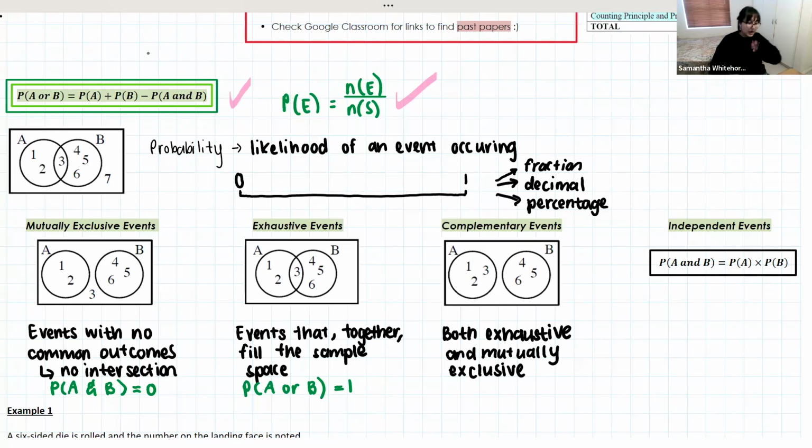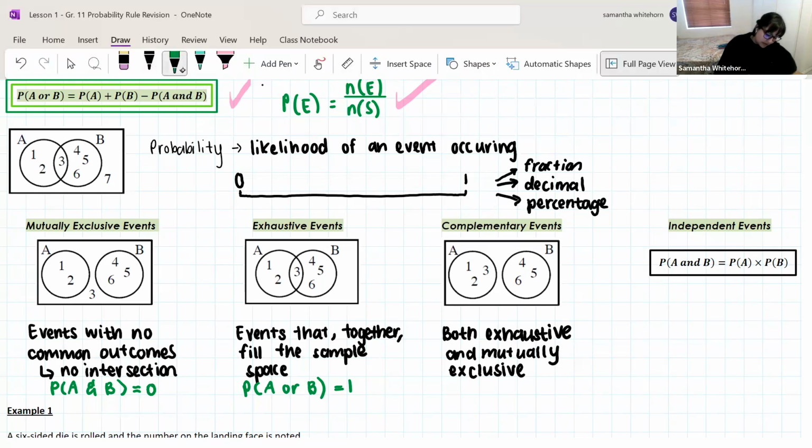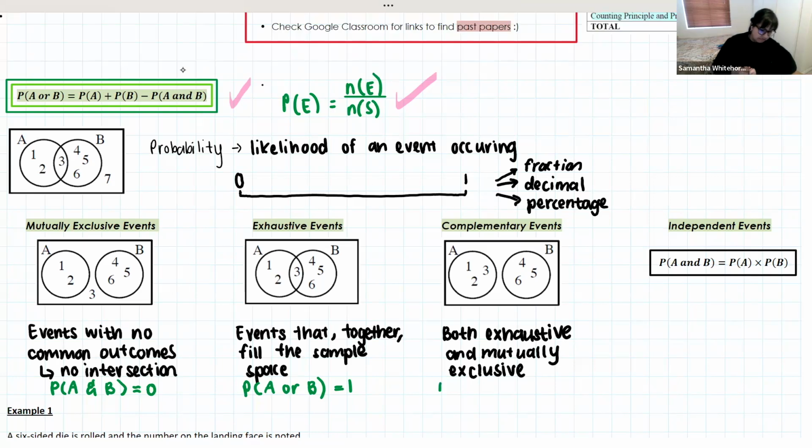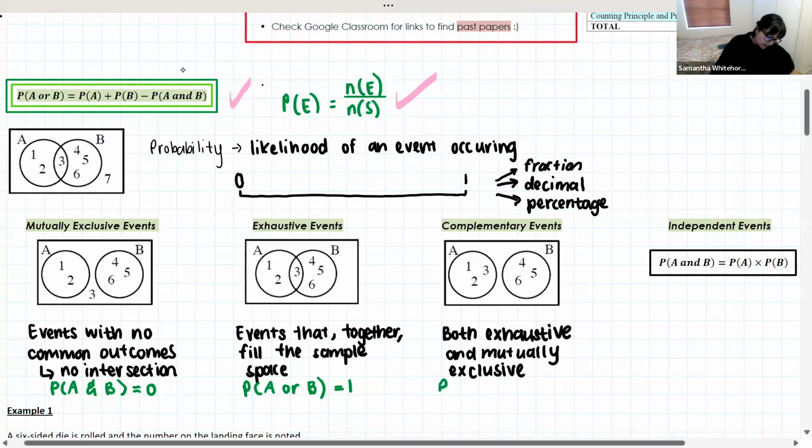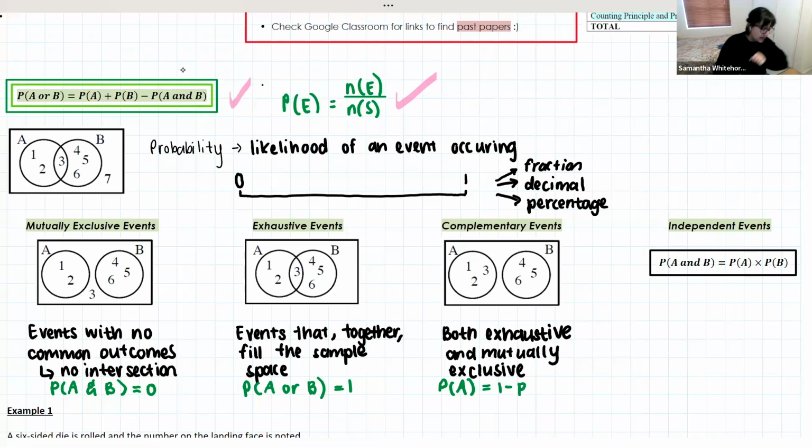Okay, complementary events, there's no rule for it, but what we need to bear in mind with the complementary events is that if you want the probability of one of your events occurring, so if we wanted the probability of A, we would say 1 minus the probability of not A. We could also say it the other way around, the probability of not A is equal to 1 minus the probability of A.